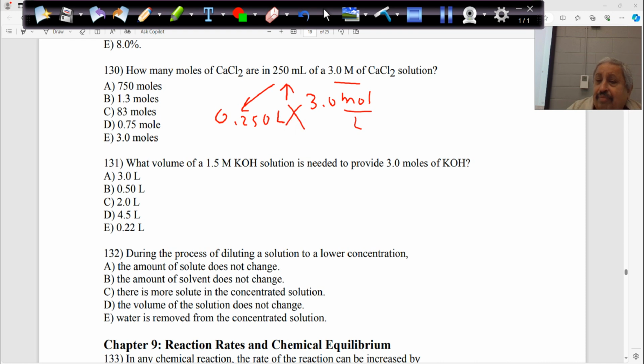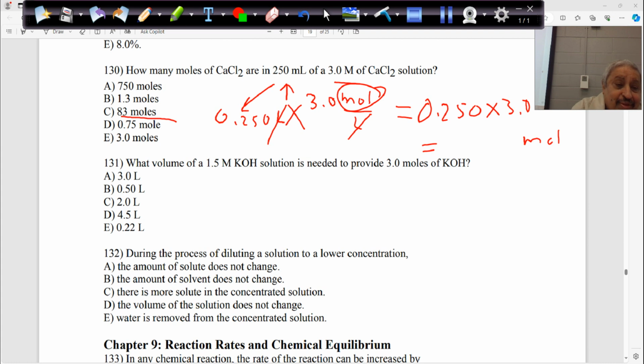Then multiply it by the molarity, liter with the liter cancels out. So 3.0 multiplied by 0.25, this one will be 0.250 multiplied by 3.0. The answer will be moles, because what's left is mole. How much is it? 0.75. Okay, where is the answer then? The answer is D.